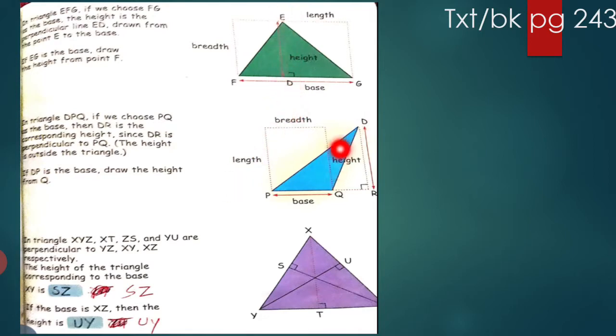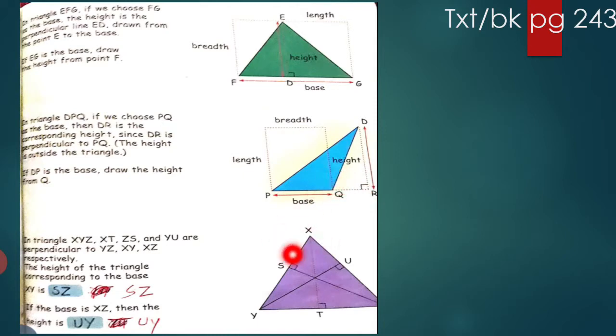Similarly, another triangle DPQ. PQ is the base. You can't take DQ and you can't take DP to be the height. What you have to do is extend this PQ towards R, and join this R upward to the vertex D. Then this perpendicular line is considered to be the height of this triangle.